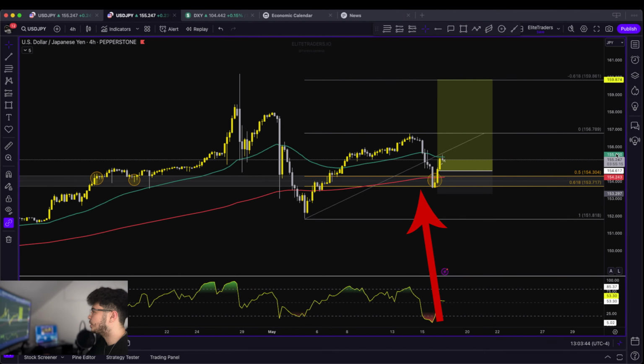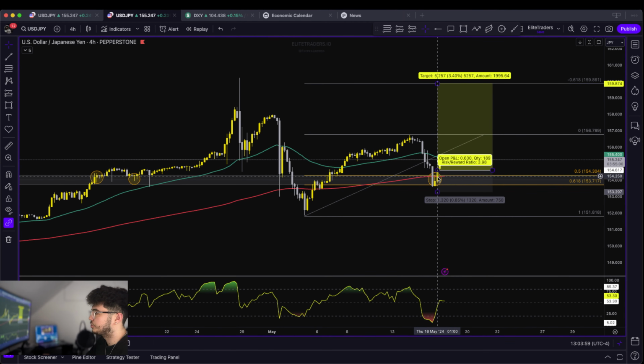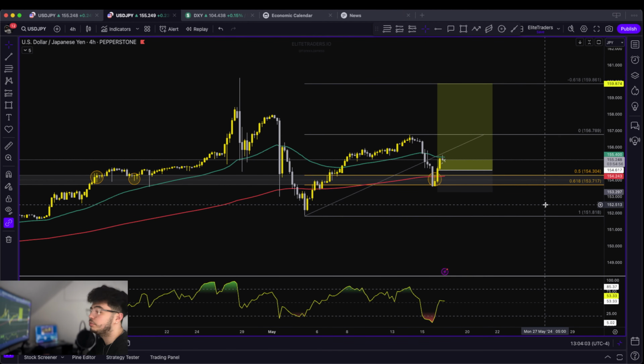Final one is the dollar yen. So you can see here, we came down, this was driven by yesterday's news. So we came down to the 200 moving average. We had the RSI become lower than 20, actually came down to almost 5. And then we had the bullish engulfing candle here. And you can see this is where I entered, and now we're floating in profit.